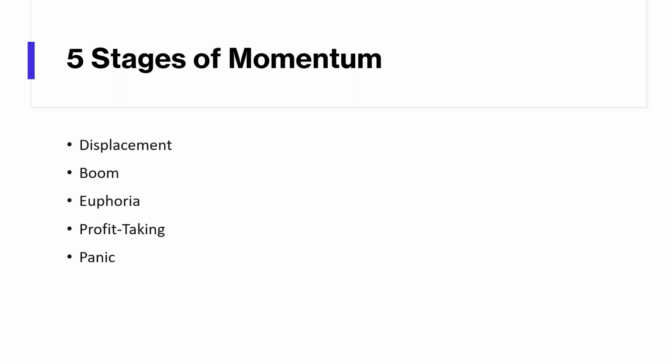So it comes with 5 stages. First, a displacement. A displacement is a thing where new traders start believing that, yes, this is something new, maybe a new trend is evolving. Followed by a boom. Boom is mostly followed by slow sideways and then slowly uptrending price action.